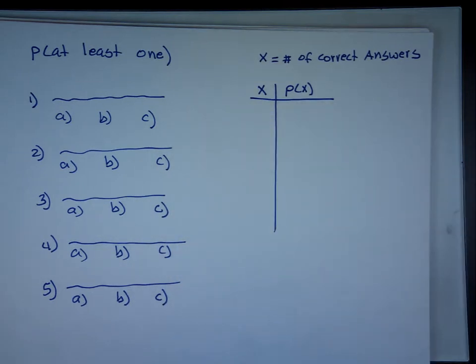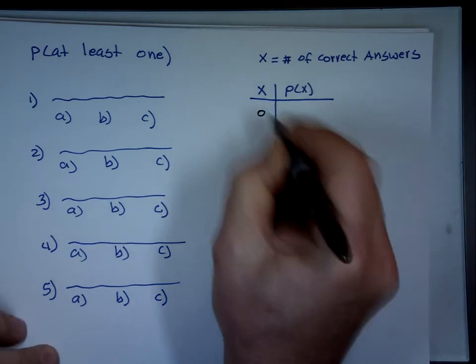If X represents the number of correct answers, could you have a 0 on this test? Could you get a 0 on it? Is it possible? Yes. So it is possible to get a 0 on this test. 0 correct answers. So these are your possible outcomes.